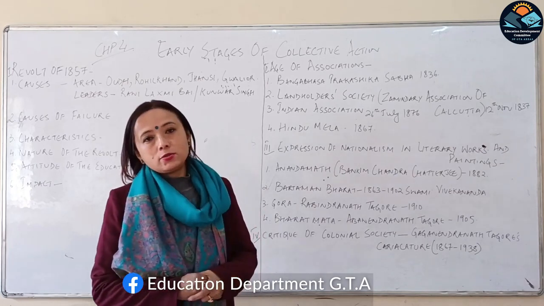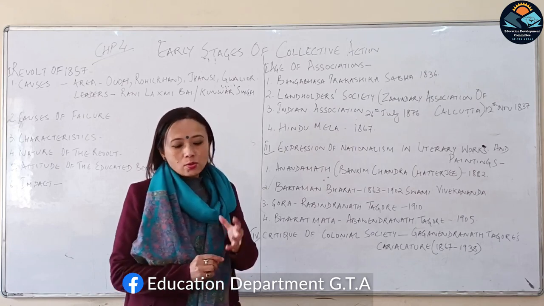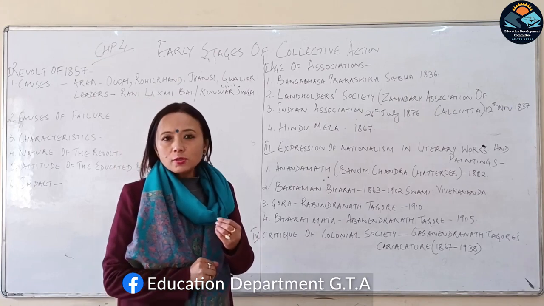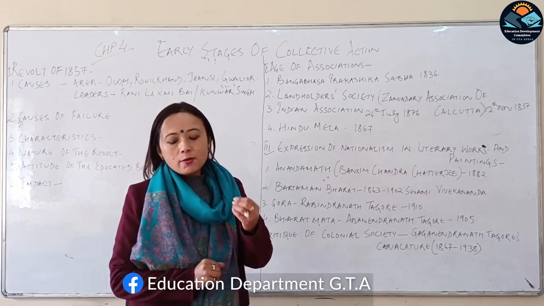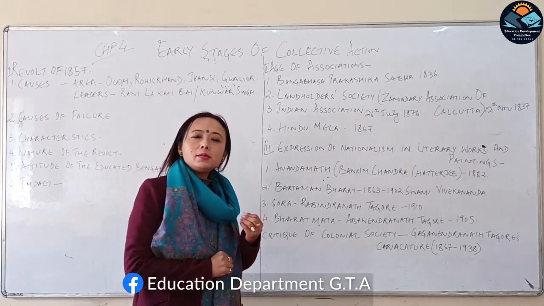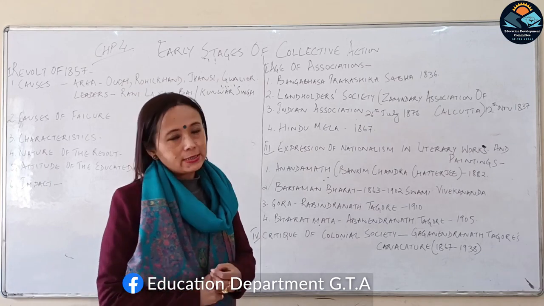At the end of the novel, we find Gora, who was a staunch Hindu, rising above the limitations and becoming a liberal humanist.